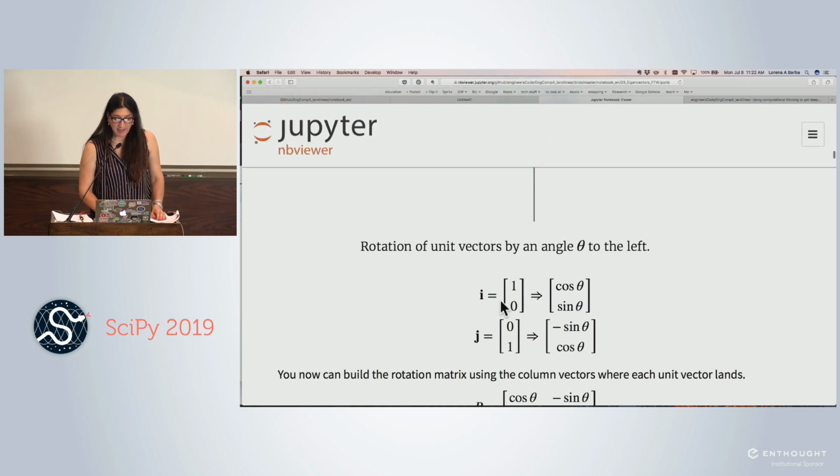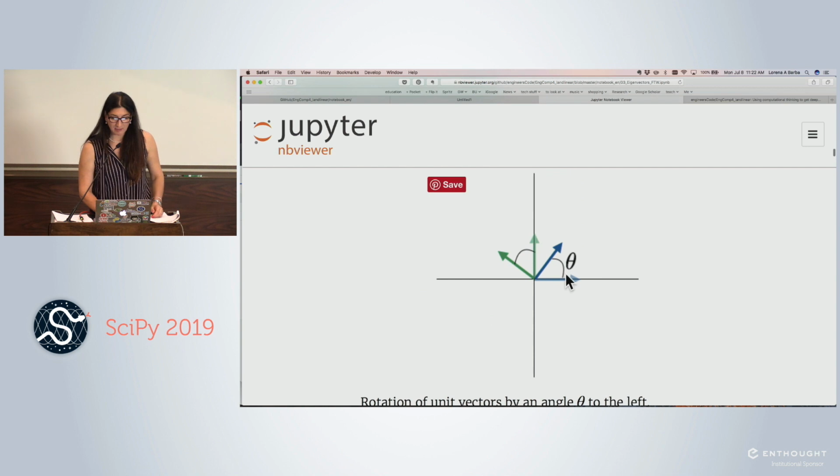So I can write where these vectors land. I from 1, 0 goes to cosine theta, sine theta. J from 0, 1 goes to minus sine theta. The angle is here, so that is the same angle as here. So that length down here on the x-axis is sine of theta. And the y component is going to be cosine theta.